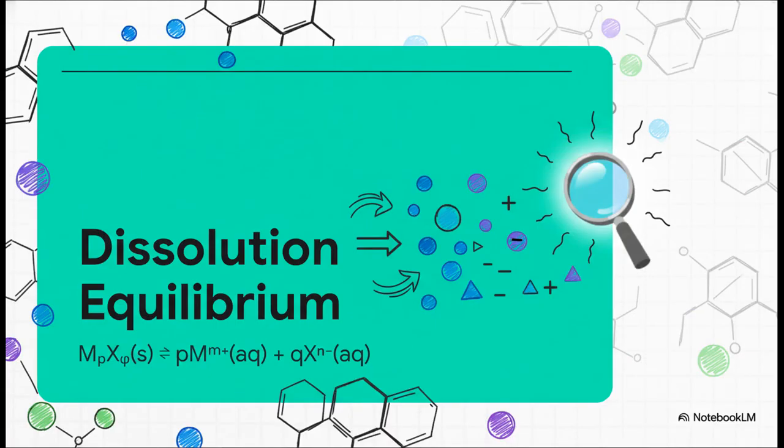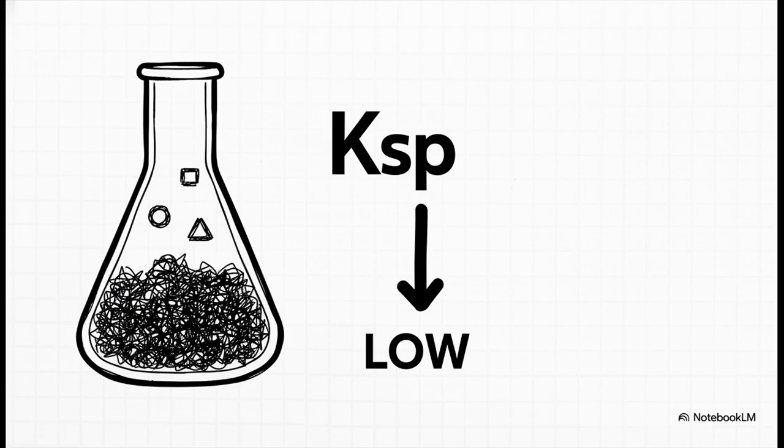I know this equation looks a little intimidating at first glance, but let's break it down. It's really just a generic way of showing a solid dissolving. On the left, you have your solid compound, M sub P, X sub Q. On the right, you have the separate ions it breaks into when it's in a solution. And that double arrow in the middle? That's the whole point. It means the process is reversible. It's a true equilibrium.